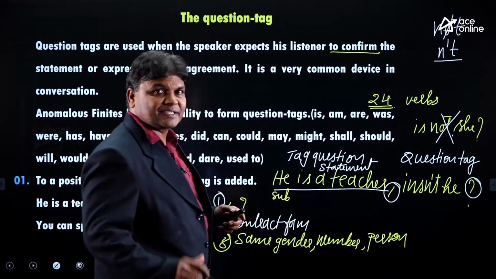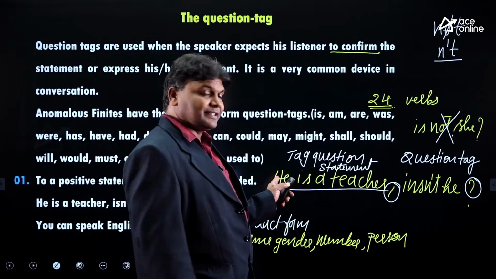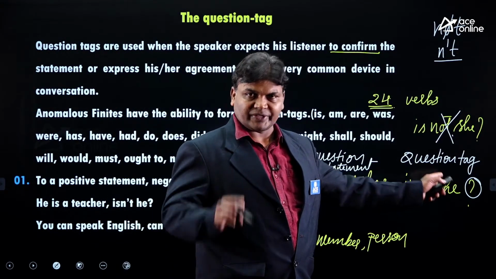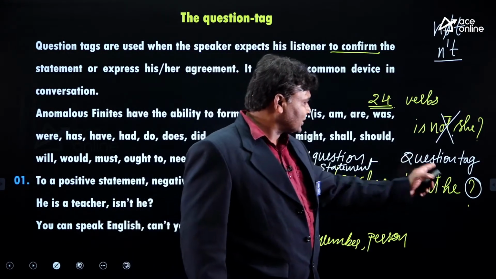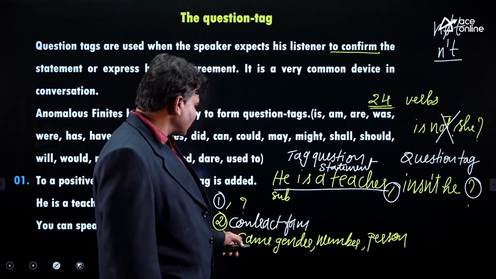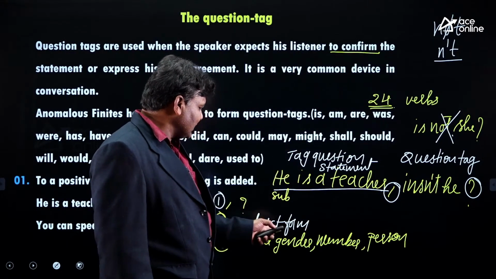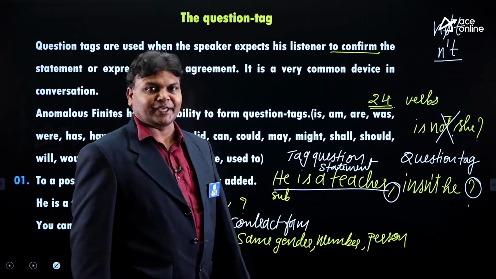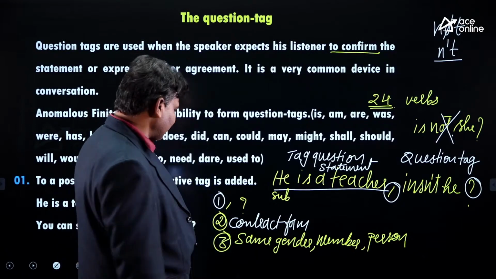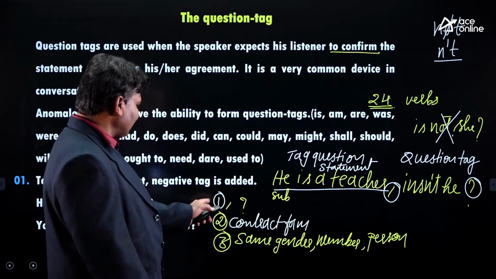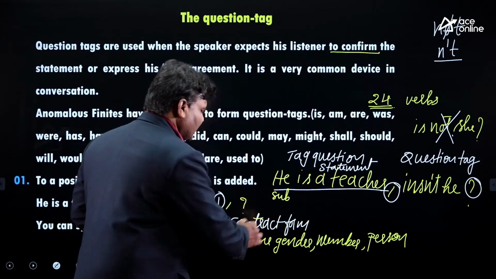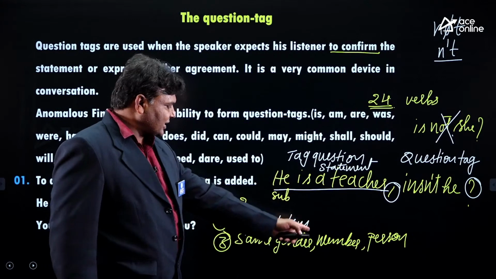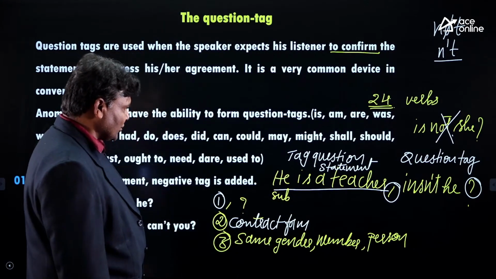What do you mean by same person now? Here it is third person singular. Here also you have third person singular. Are you able to understand, students? The subject of the question tag should be of the same gender, same number, number means singular or plural, and same person. Keep this in mind, students. Again, I'm repeating: comma, question tag, and we have to write it in the contracted form, and the subject of this one should be the same gender, same number, and same person.